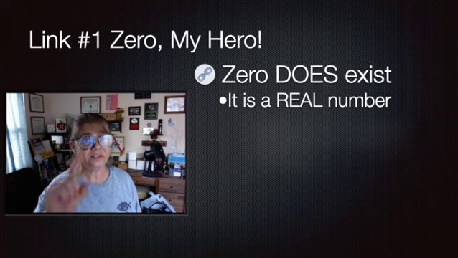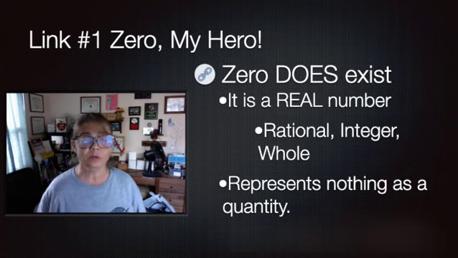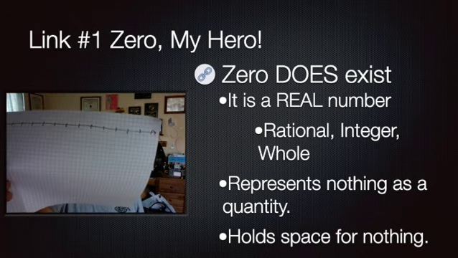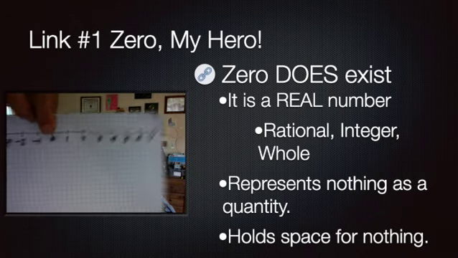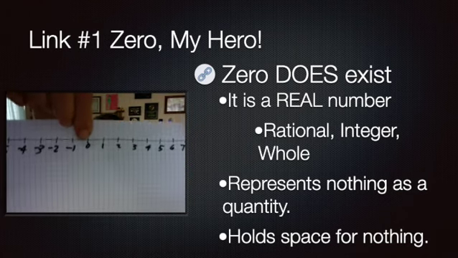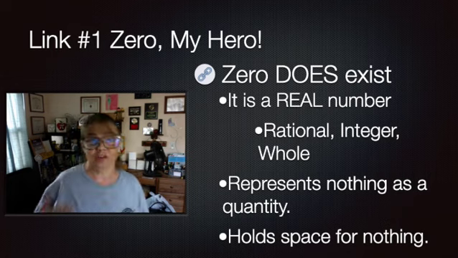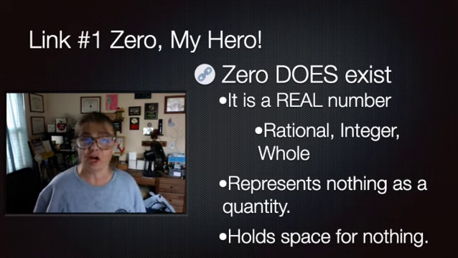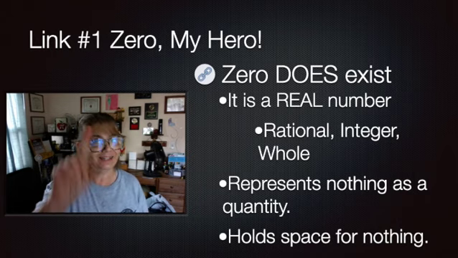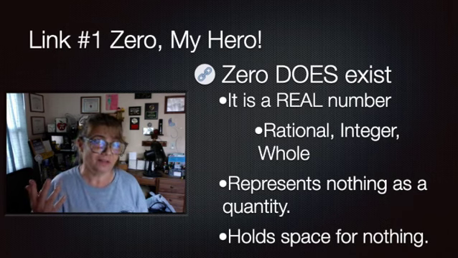Zero does exist. It is a real number, which means it can be plotted on a number line. 0 is the very center of every number line, which means that it is a rational number. It can be written as a fraction. It is an integer because it doesn't have bits and pieces, and it's also considered a whole number. It is not considered positive because it's nothing.